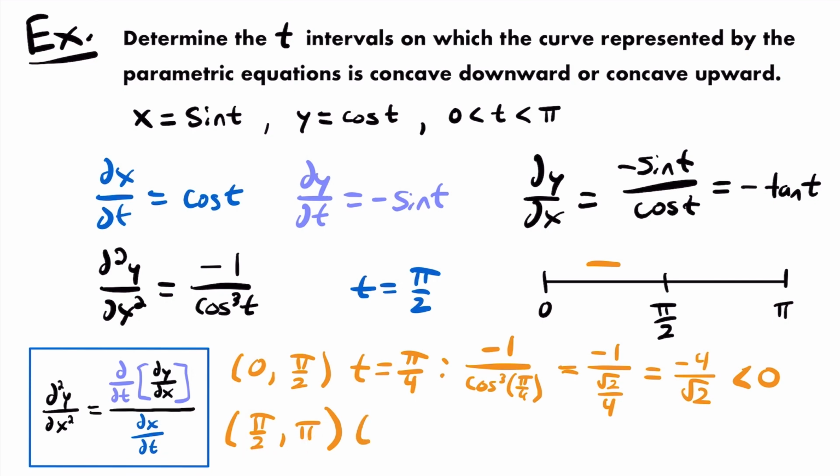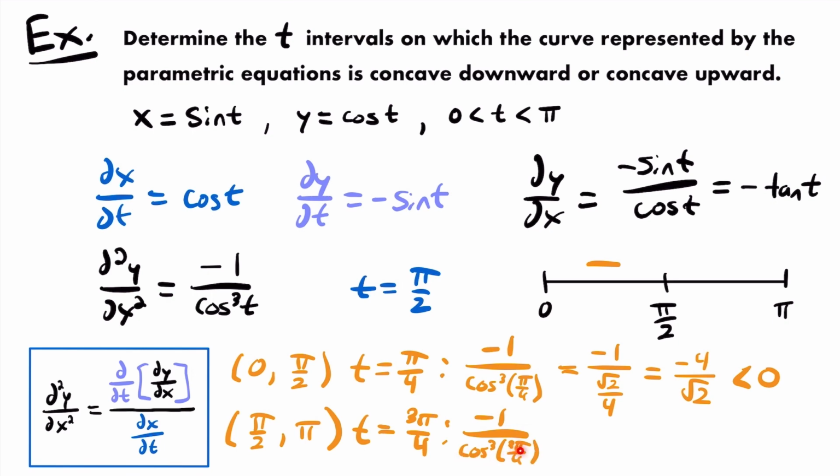In this case, I'll choose my value of t to be 3 pi divided by 4. That is in between pi divided by 2 and pi. And so if we plug 3 pi divided by 4 into the second derivative, we will have negative 1 divided by cosine cubed of 3 pi divided by 4.